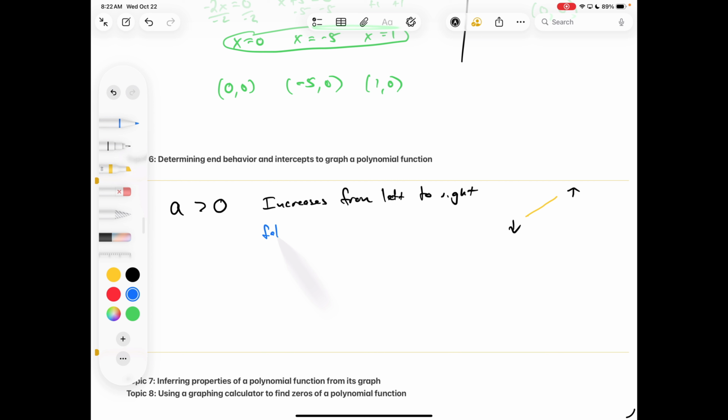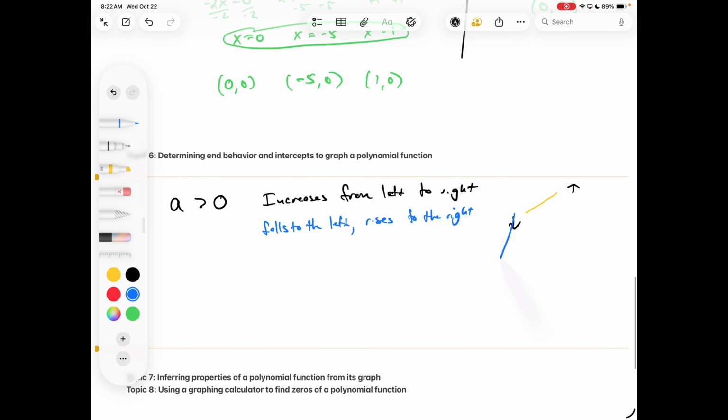What they say is it falls to the left and rises to the right, I believe is the way that they word it. So as it goes to the left, it's going down. As it goes to the right, it is rising up. Okay, so that is if A is positive.